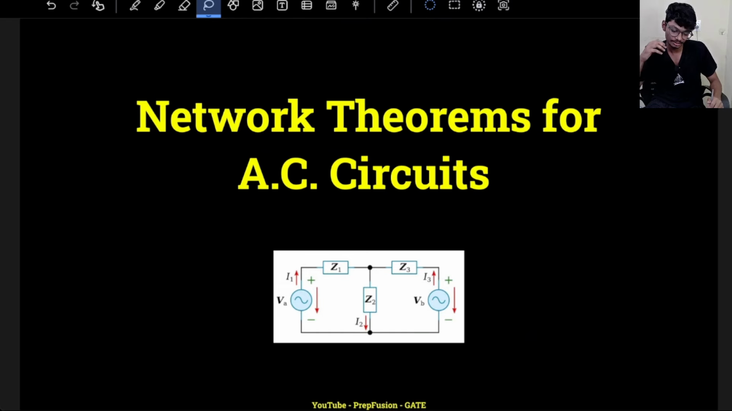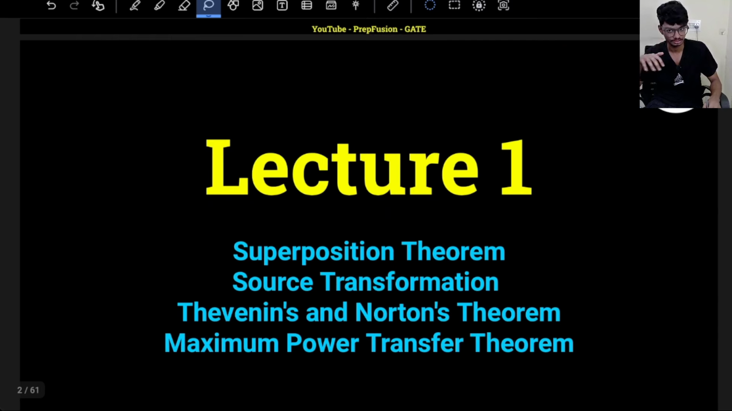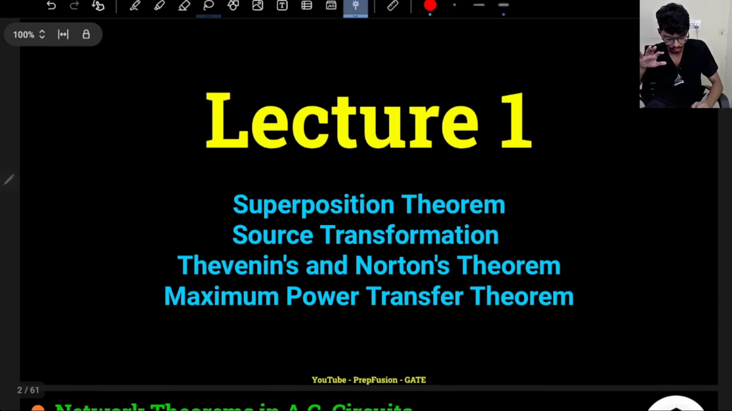Mostly it will be similar, but the complexity will come because I can have supply or source of two different frequencies. Then the complexity increases. Otherwise mostly things will be same and the maximum power transfer obviously will change here. Okay, it will not be same as RL equals RTH, it will be something else. So we will discuss superposition theorem, source transformation, Thevenin's and Norton's theorem, maximum power transfer theorem. All these theorems we will discuss.